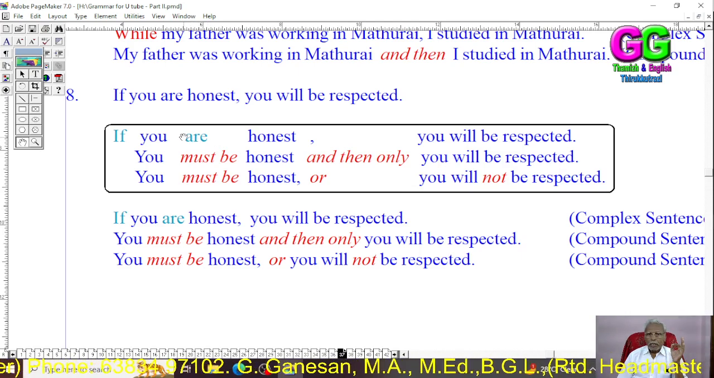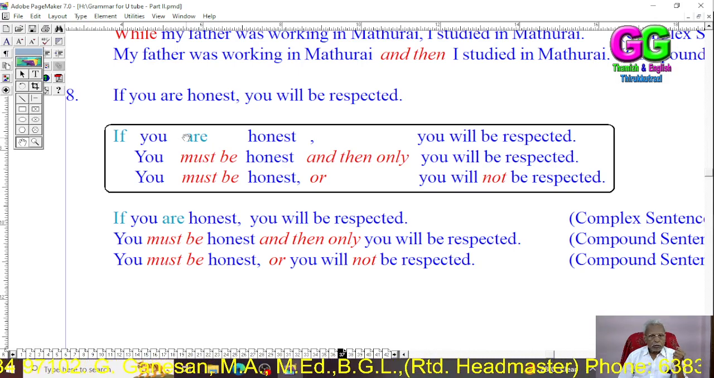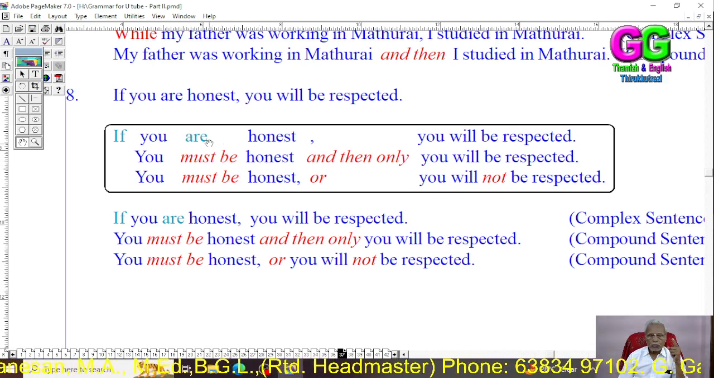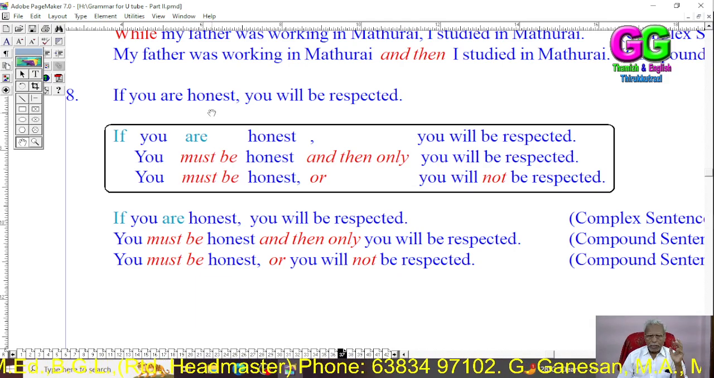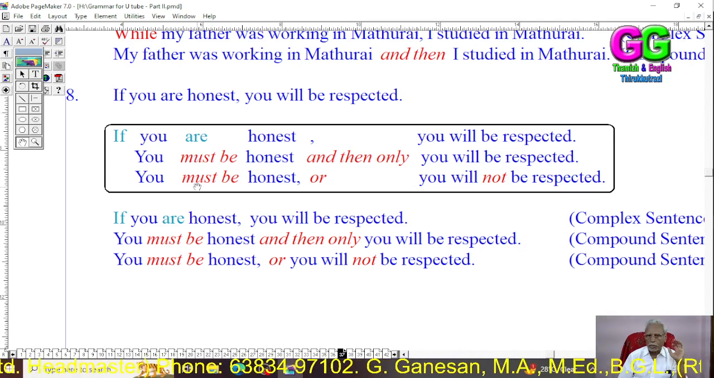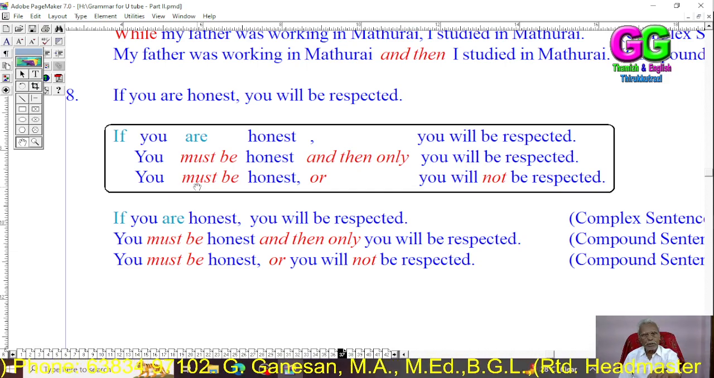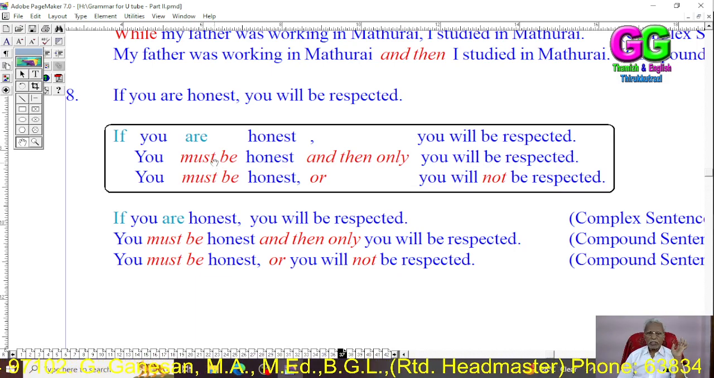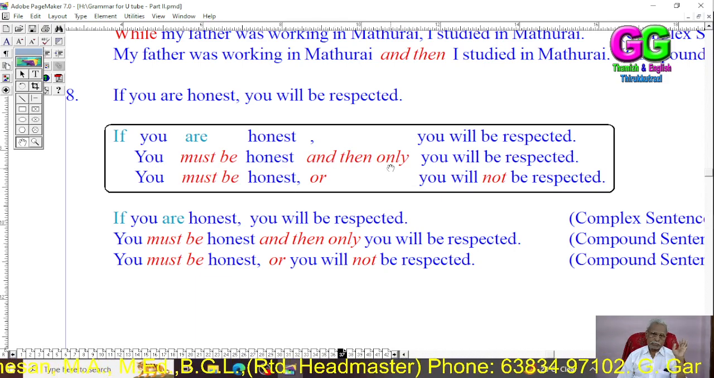But for am, is, are, was, were, the present verb is "be". So we should use "must be". Whatever it is, am, is, are, was, were, if we use "must" or "should", then after that, regarding be verbs, we should use only "be". Okay? So "if" is replaced by "must be", and then the comma is replaced by "and then only".